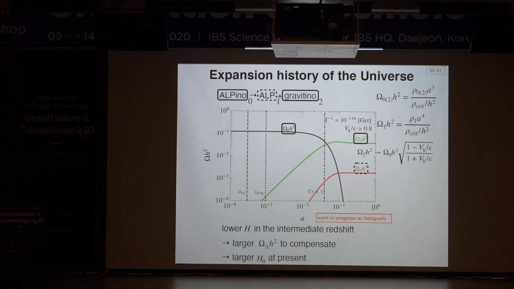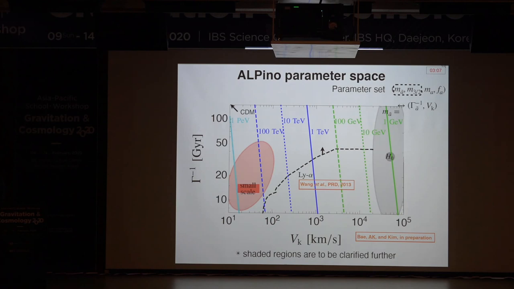Exactly. I mean, that was my question, because if you want to solve the H0 problem, you need to change the expansion history. Yes. And therefore, you need to convert a significant amount of dark matter into radiation. Yes, significant. Yeah, I mean, say 10%, for example.